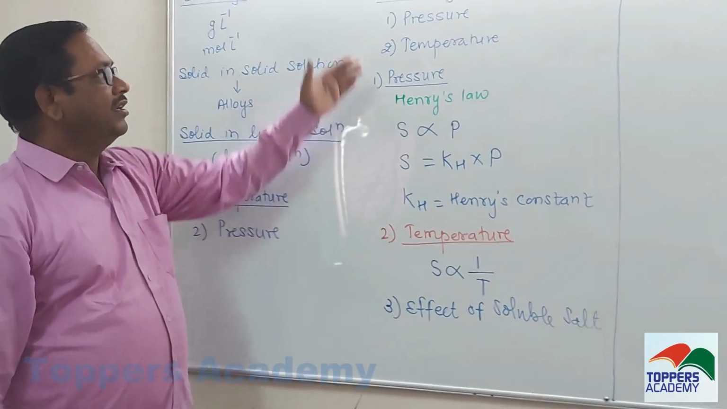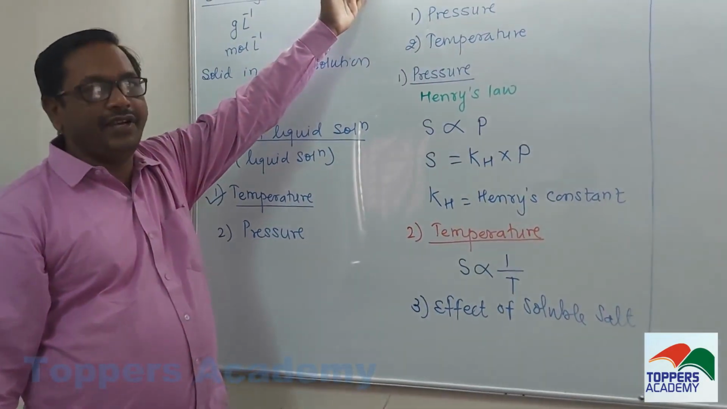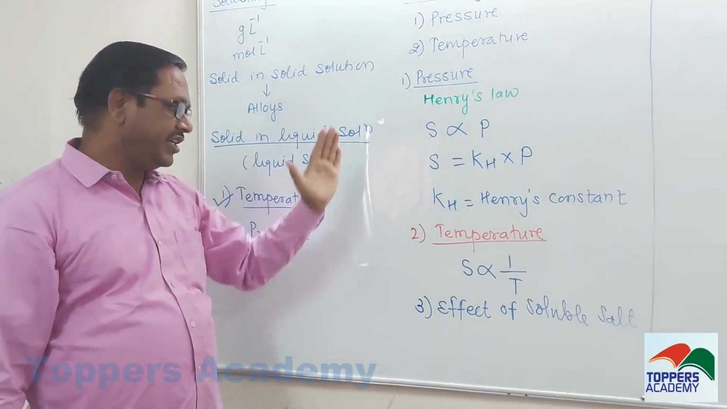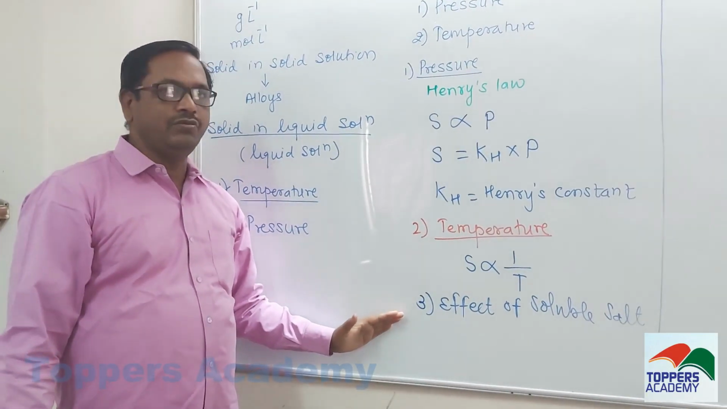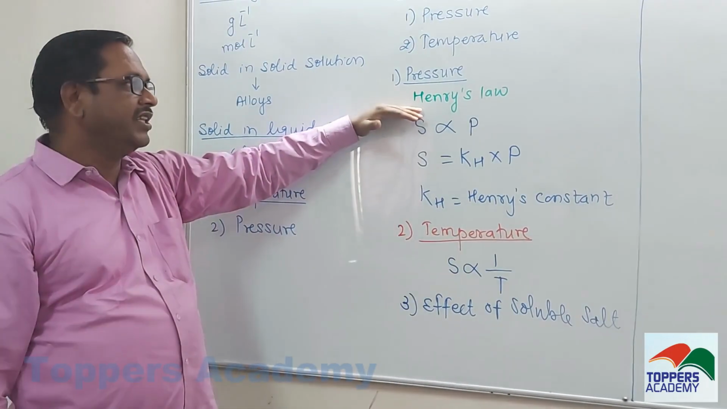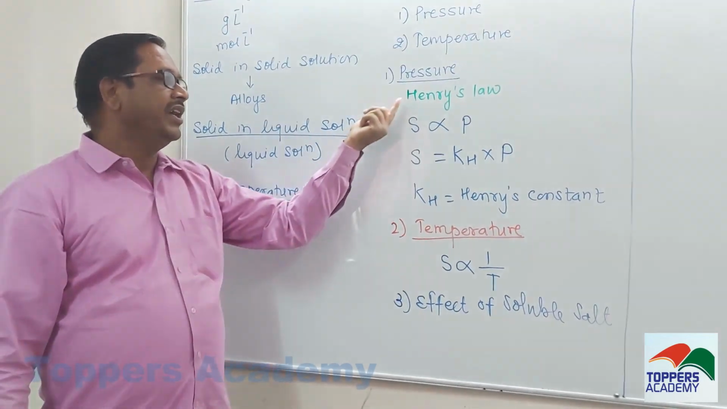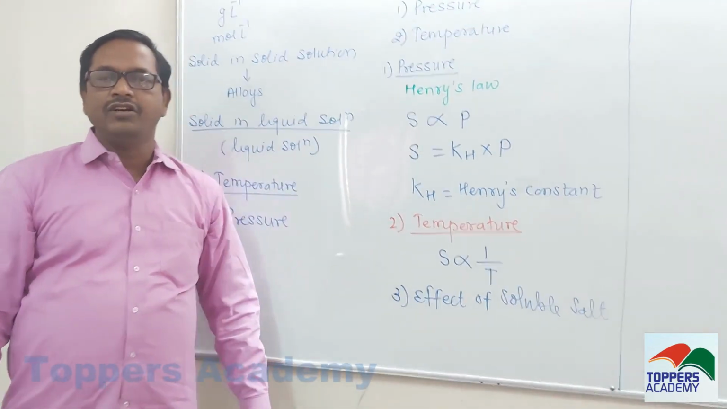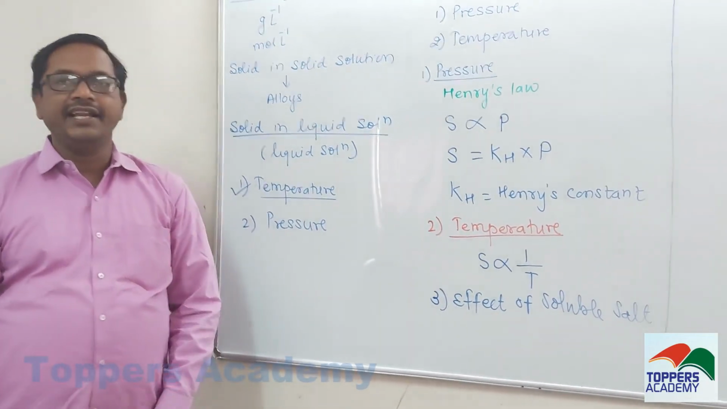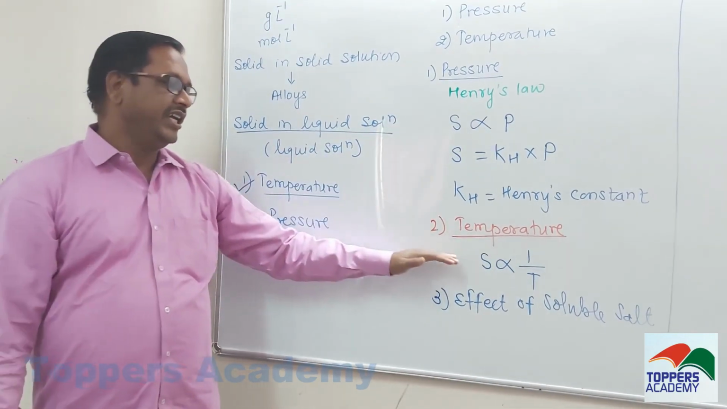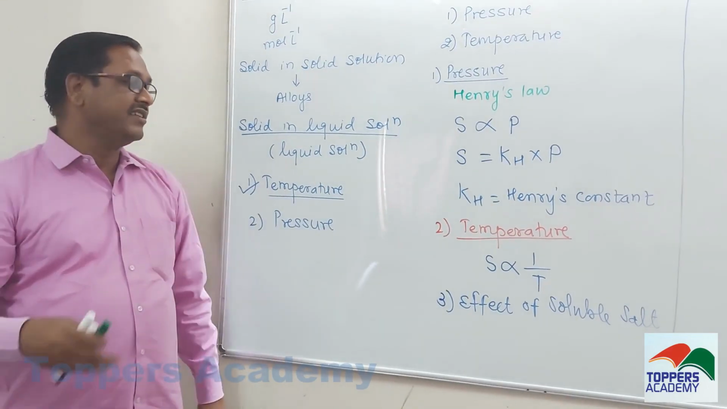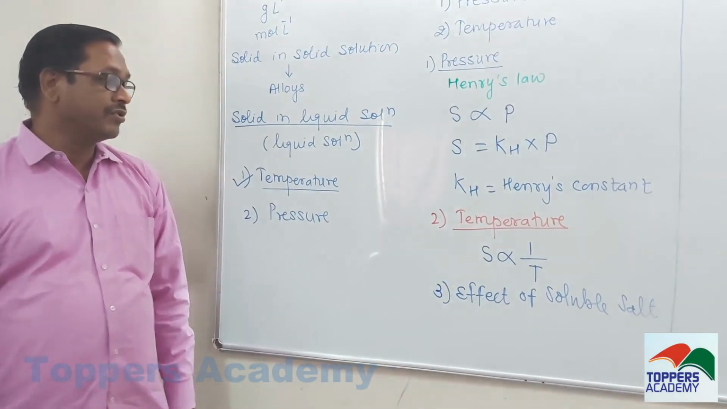In this way, the solubility of gas in liquid is affected by mainly three factors: pressure, temperature, and the soluble salt. Now, for the pressure term, Henry's law is given. And what does Henry's law state here? Henry's law states that at any constant temperature, solubility of gas in liquid is directly proportional to pressure, and for temperature, solubility of gas in liquid is inversely proportional to temperature.